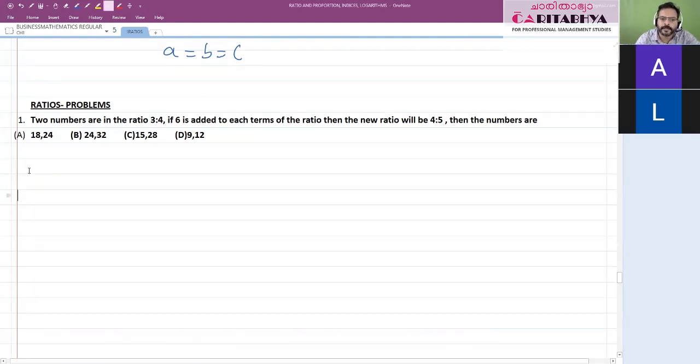Two numbers are in the ratio 3 is to 4. If 6 is added to each of them, then the new ratio will be 4 is to 5. Then the numbers are.